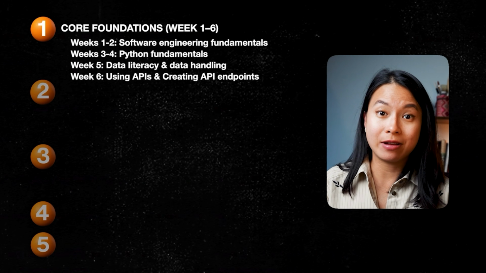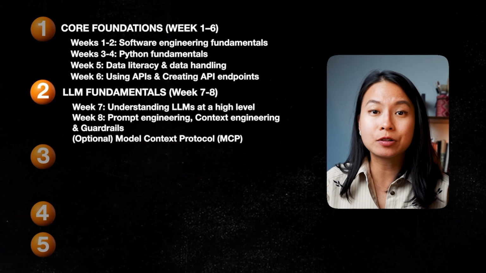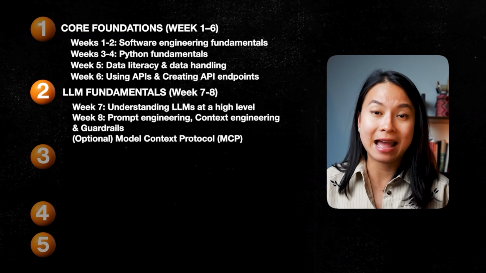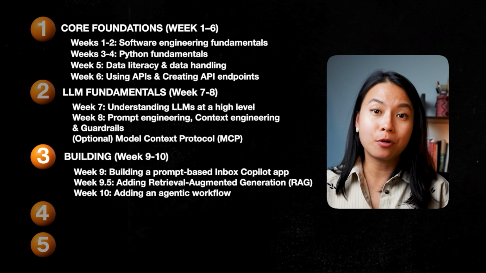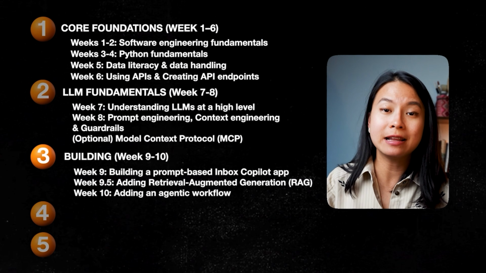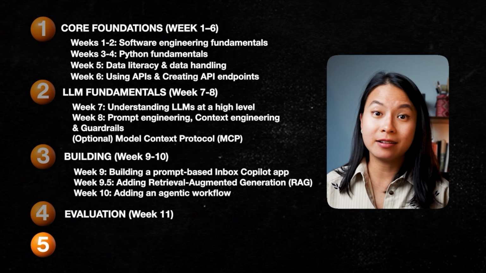So I've built this 12-week plan for those of you who are serious about learning how to actually build with AI from idea to deployment. It's split into 5 clear stages. In the first stage, we'll be learning core engineering and Python foundations, and then we'll move on to LLM fundamentals that you actually use for AI apps. And next, we'll start learning how to build your AI app from simple version to a more advanced version. And next, we'll learn about evaluating and iterating, and finally, deployment.